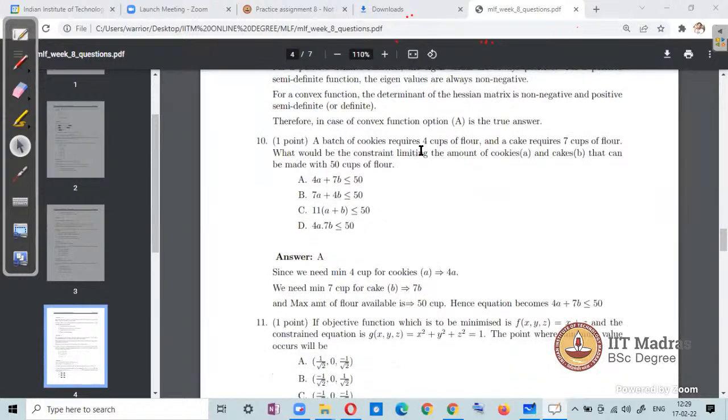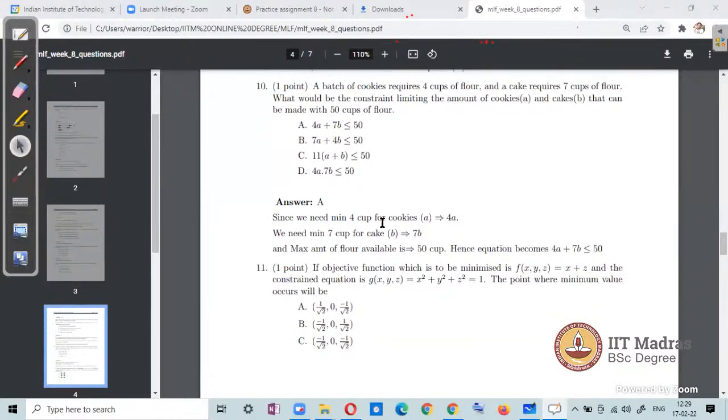A batch of cookies requires 4 cups of flour and a cake requires 7 cups of flour. What would be the constraint limiting the amount of cookies and cakes that can be made with 50 cups of flour? So what do you think?